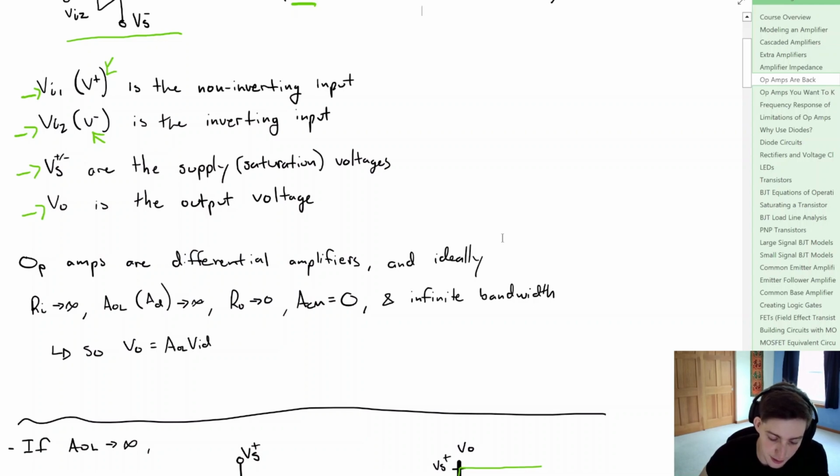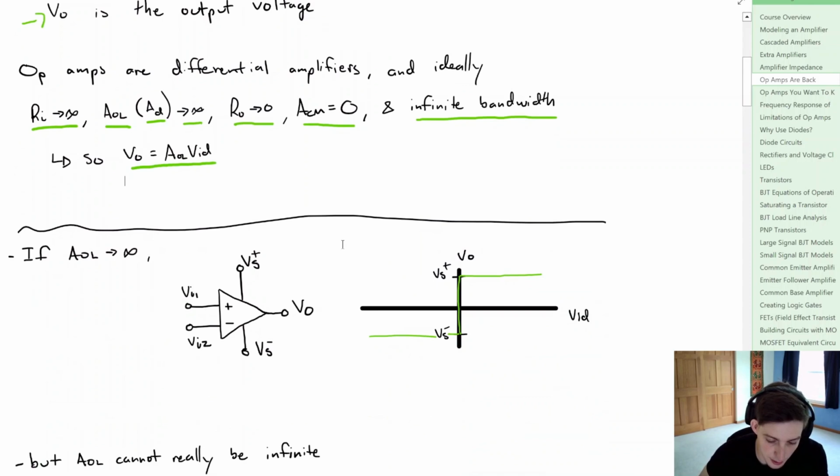Now, in the extreme cases, we may say that the input impedance is equal to infinity. Our differential gain, which now we're going to call our open loop gain, is going to tend towards infinity. Our output impedance tends towards 0, and our common mode gain is 0. We're also going to assume that we have infinite bandwidth, so we have the same operation across all frequencies. And this allows us to say that our output voltage is simply our open loop voltage gain times the differential voltage. Now, this video may get a little bit controversial, but we'll get to why that is in a little bit.